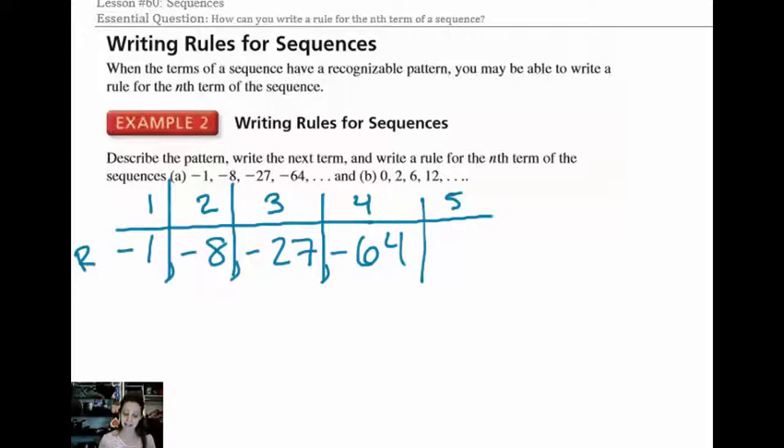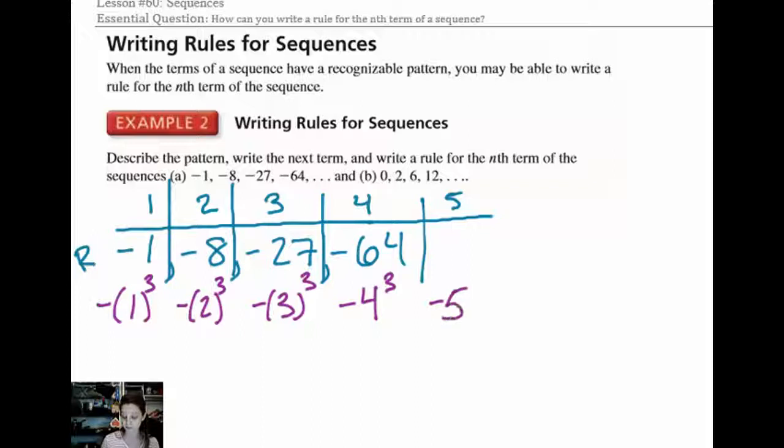So I see that 1, 8, 27, those are all cubes. This is -1 cubed, -2 cubed, where I cube it and then negate, -3 cubed, -4 cubed. I don't need those parentheses, so this next term will be -5 cubed, which would be 125 negative.